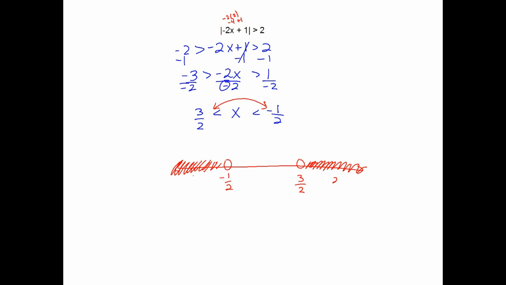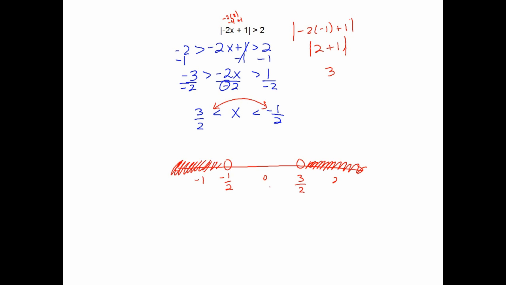And let's check something over here. Here's negative 1. So if I put in negative 1, so negative 2 times negative 1 plus 1. So that gives me 2 plus 1. That gives me 3. 3 is greater than 2. All right, perfect. Again, let's check one of these that aren't in our set.